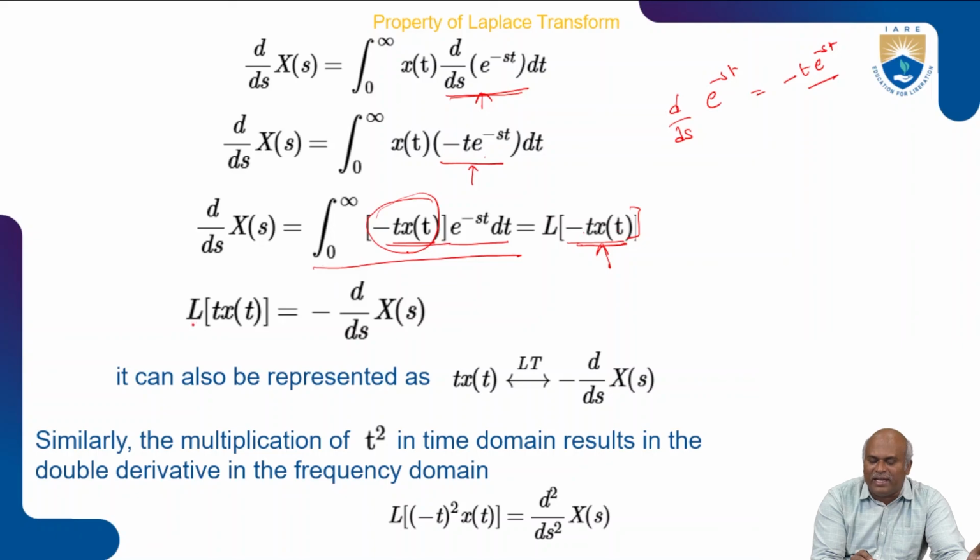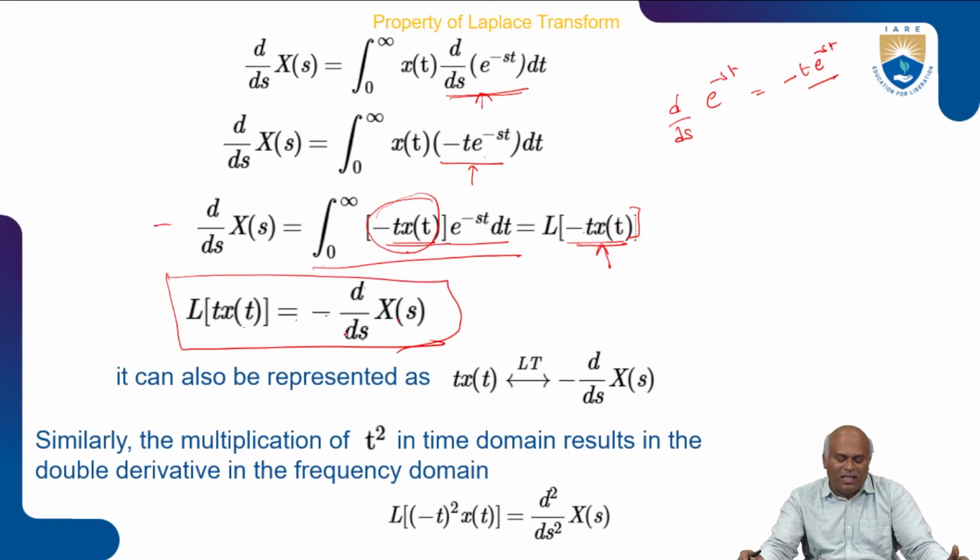Now the Laplace transform of t x of t is equal to minus d by ds X of s, moving the minus to the left side. So if on the input side we multiply with time, on the output side we get differentiation in the s domain of capital X of s. It can also be represented as the Laplace transform of t x of t is equal to minus d by ds X of s.